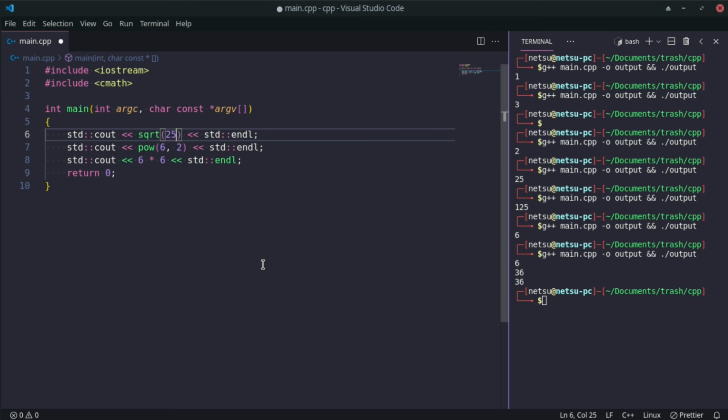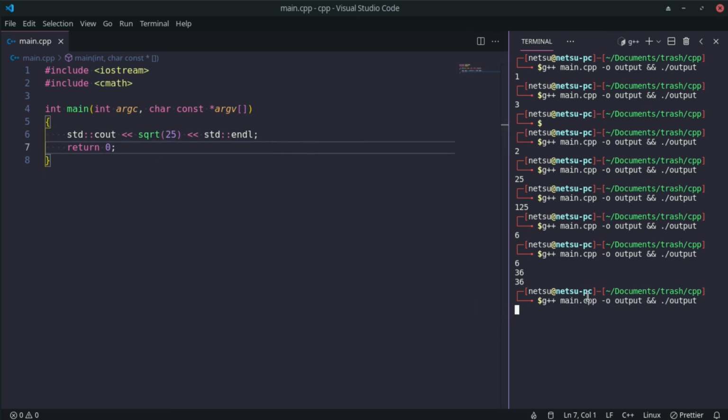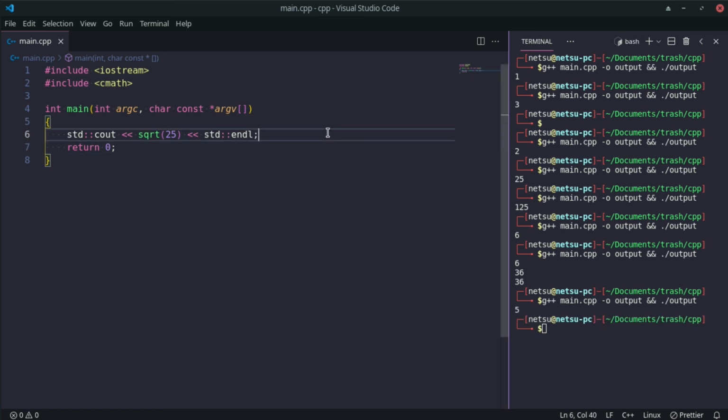And of course you have 25, which we just covered, would be 5. And there we go. Okay, so next up we have rounding. So usually in school you had to round it yourself and it wasn't very nice, but now the computer can do it for us.